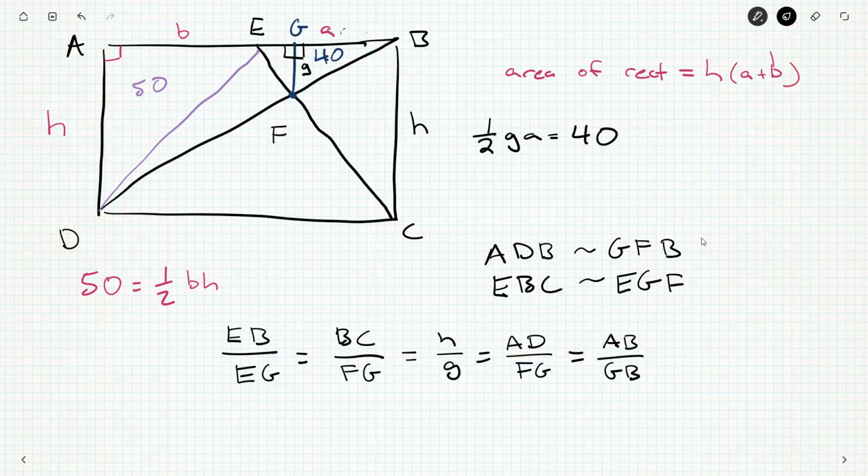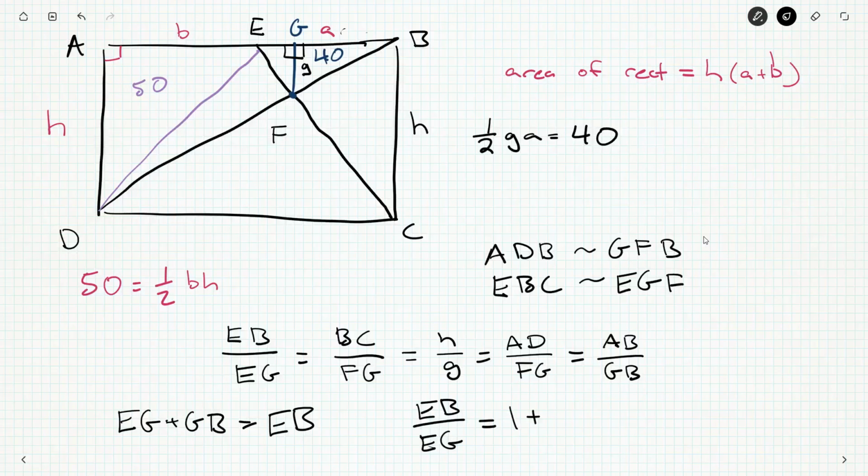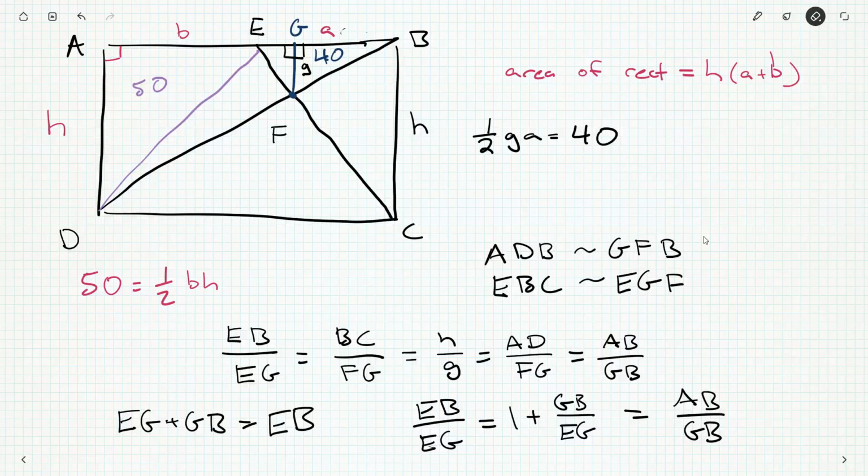So EG and GB both add up to EB. EB plus GB is equal to EB. How does that help me? Well then, EB over EG is just 1 plus GB over EG. And that's the same as AB over GB. No, I don't like what I'm seeing here. And I'm not using this 50 over here either, which is, to say the least, a bit annoying.